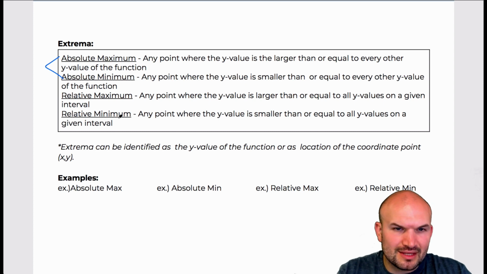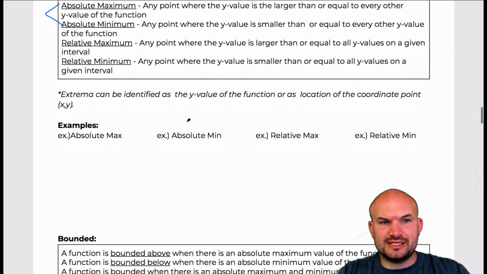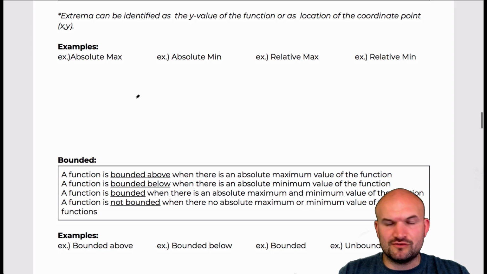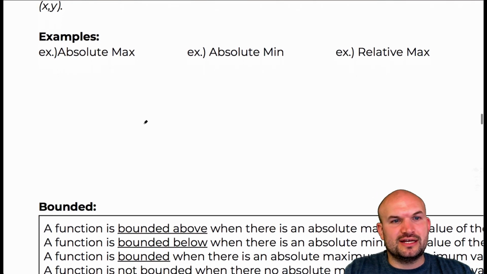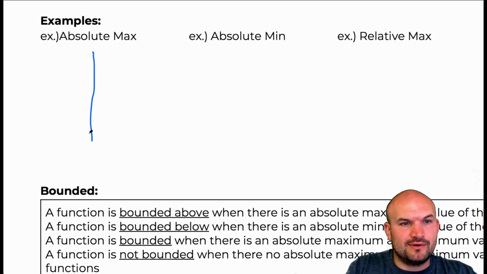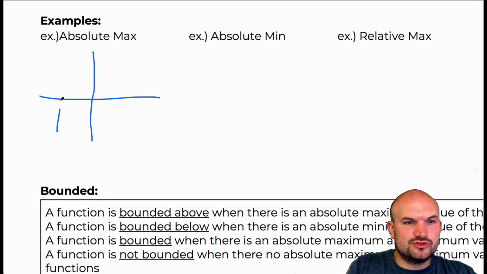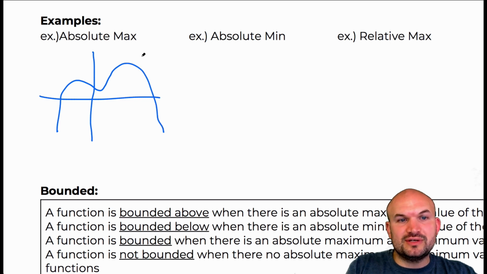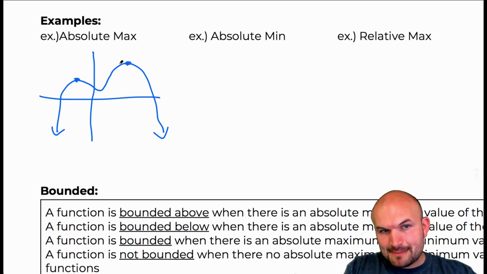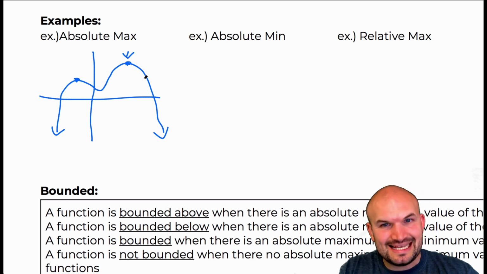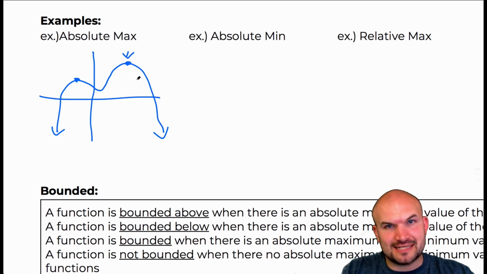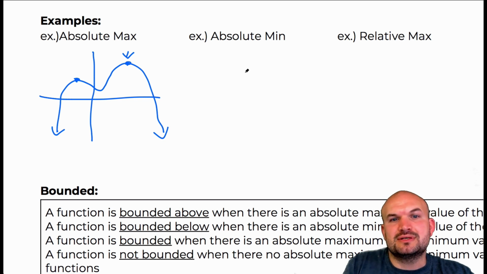So I think it's easiest to look at this from a graph version, and therefore you can really see that it makes sense. So for instance, let's look at the absolute max. If I had a graph here, you can see that there are two maximum points, right? We have this point and we have that point. Well, your absolute maximum point is going to occur right there because the graph does not go any higher than that absolute maximum point, right? So that's going to be your absolute max.